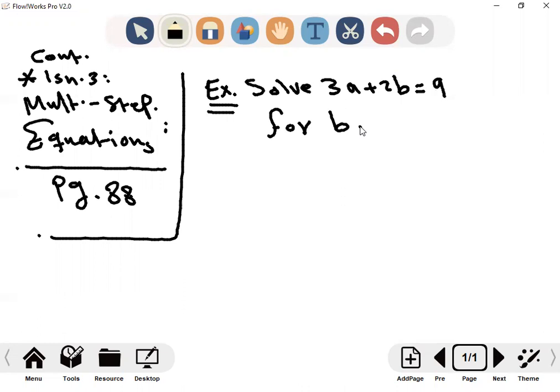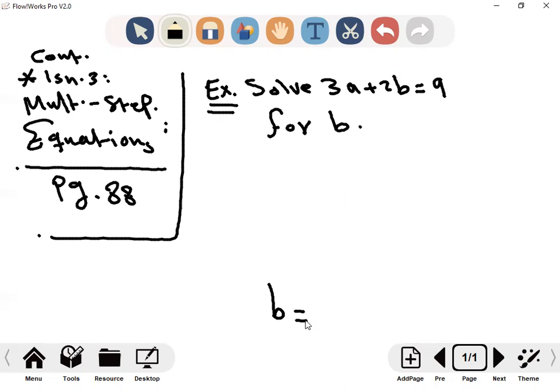Now, when I say solve for a variable, I want to do steps. At the end, I want this variable alone, equal. Got it? And here I said for b, means I need to do steps here. At the end, I want b equal. Like when I say solve the following equation, at the end we have x equal, right? Yes. So here I want b alone.